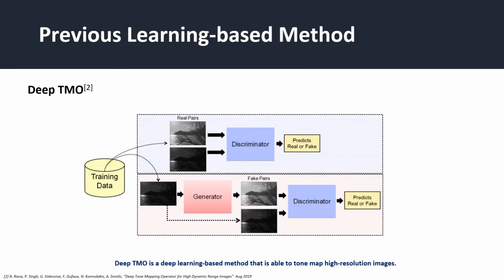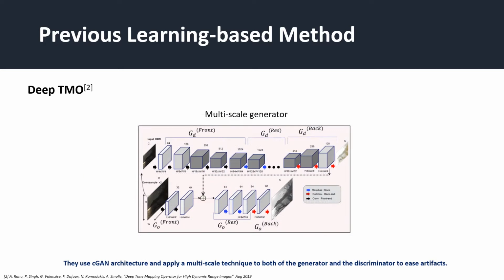DeepTMO is a deep learning-based method that is able to tone map high-resolution images. They use a conditional GAN architecture and apply a multi-scale technique to both the generator and the discriminator to ease artifacts. But their method lacks the variety of subjective styles because of the one-to-one mapping characteristic.